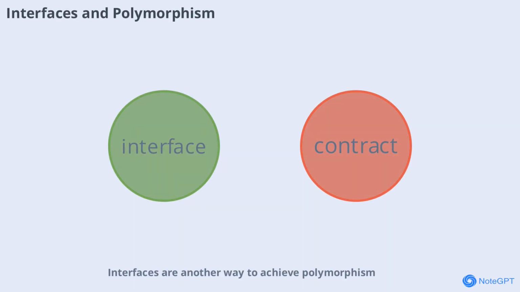Interfaces are another way to achieve polymorphism. By defining a set of methods that must be implemented, interfaces allow different classes to be used interchangeably, as long as they adhere to the same contract. This is especially useful in large systems where you want to ensure consistency while allowing for flexibility and future expansion.